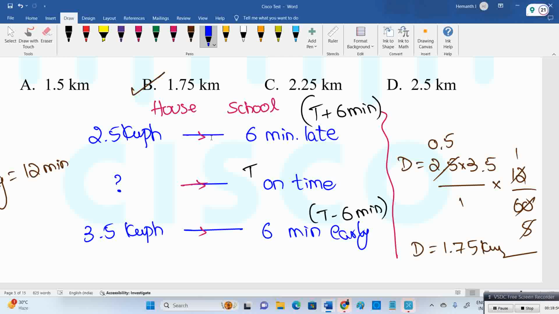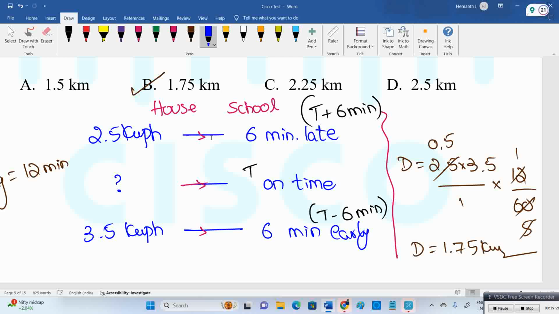Inverse. Each term in HP is inverse to AP. If AP terms are A plus D, A plus 2D, then HP terms are 1 upon A, 1 upon A plus D, 1 upon A plus 2D, right? Now here, if you observe clearly, timing is in AP, then speeds must satisfy HP. If you take the first two, or you can use that. I'm just giving that thought also in your mind. You can apply that trick also.